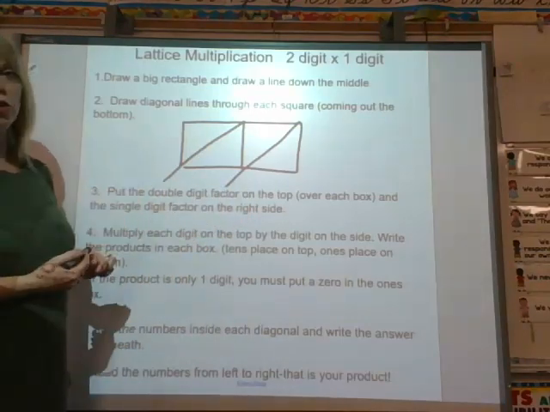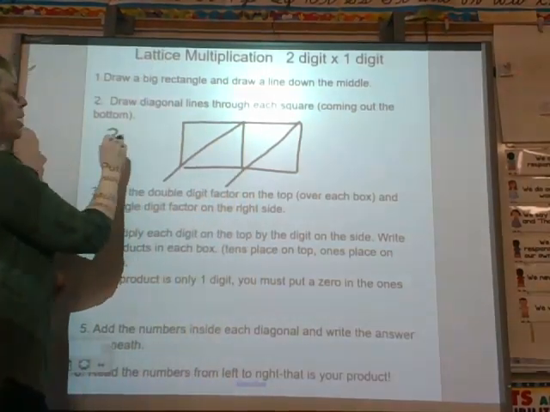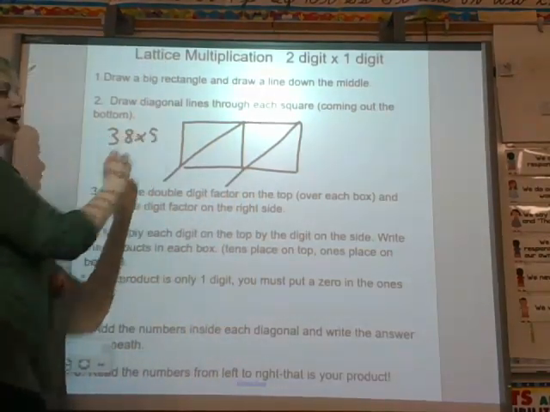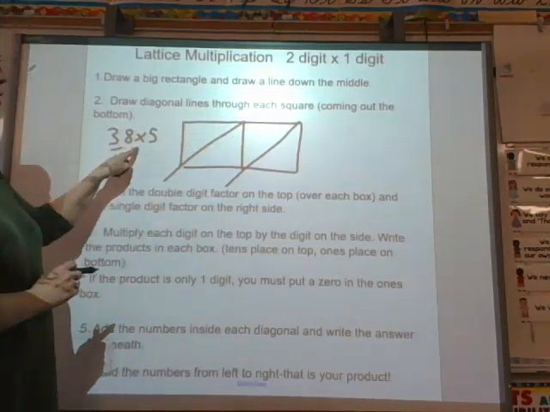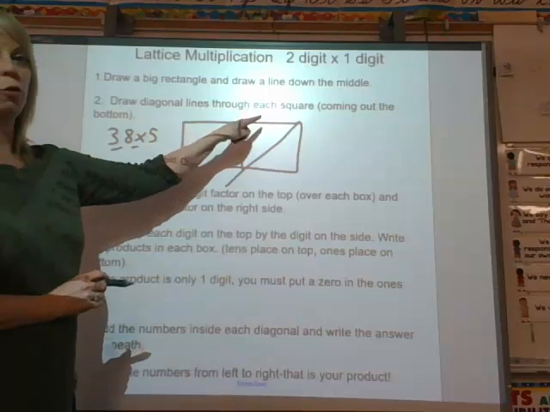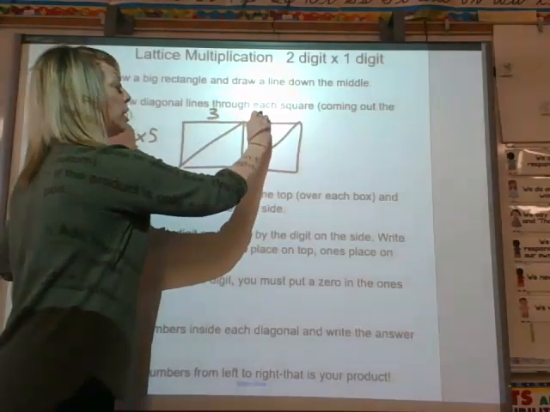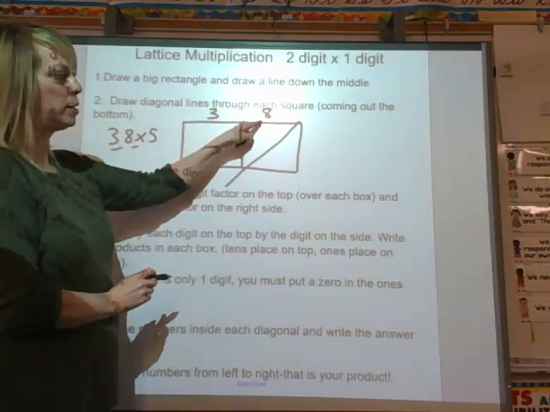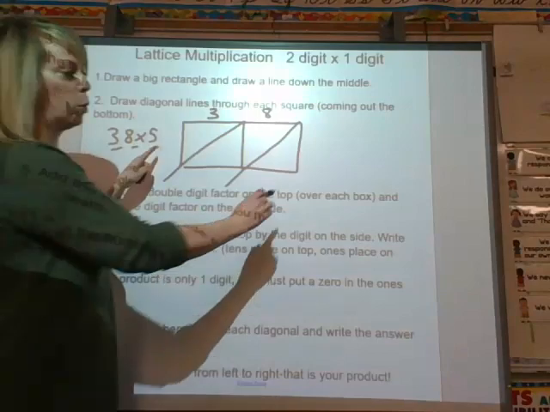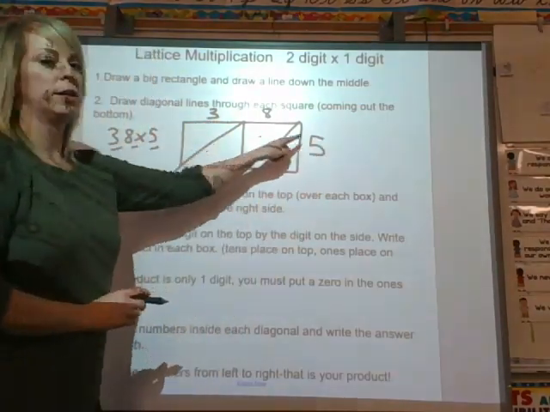Then you're going to take your 2-digit numbers. Let's say we're solving the question 38 times 5. The reason we have 2 squares is because we have 2 digits, so I'm going to put 1 digit over each square. The 2-digit number goes on the top, so 38. So we have our 3 tens, which is 30, and our 8 ones. And then the 1-digit number goes over here on the side where there's only one side. So we have 38 times 5.